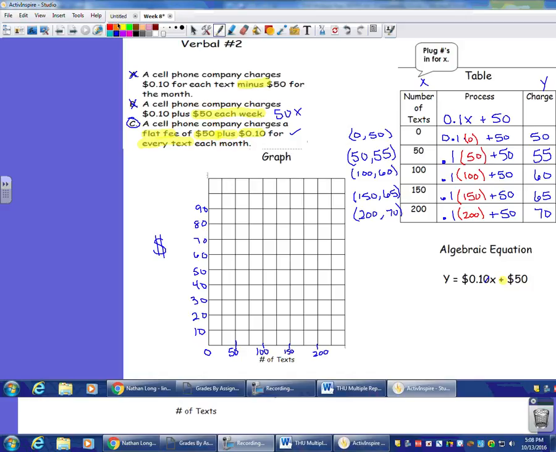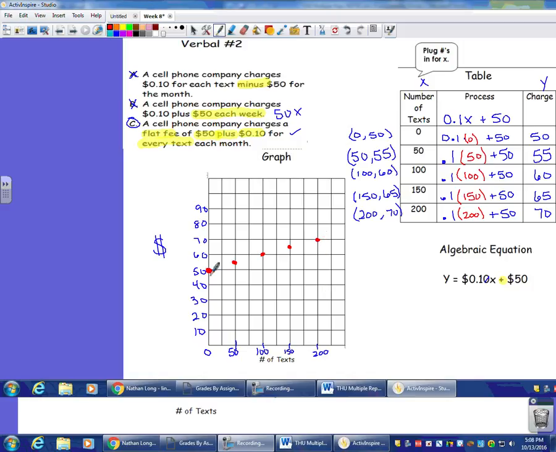So now looking at this, if I send 0 text messages, I know I'm still going to have to pay $50. Now, if I send 50 text messages, I'm going to have to spend 55, which is right in between the 50 and the 60, so I'm going to put a point right there. If I send 100 text messages, I know I'm going to have to spend $60. If I send 150 text messages, I'm going to spend $65, which is in between the 60 and 70. And if I send 200 text messages, I'm going to spend $70.